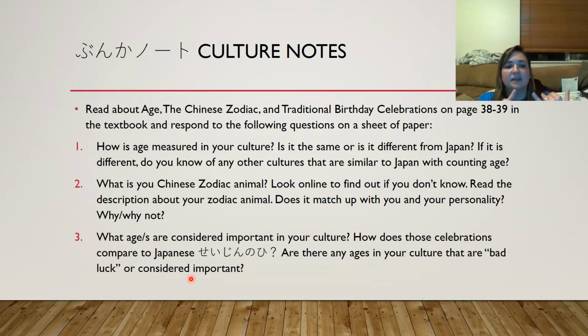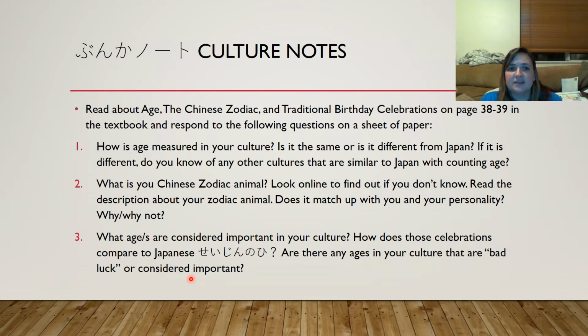So first, after reading about Japan, how is age measured in your culture? Whether you feel like you're American culture, or you have American culture but maybe another culture, maybe you're Hispanic, Filipino, Thai, Cambodian, wherever you come from. If you have another culture that impacts how your family interacts with each other, how do we measure age in your culture? Tell us about it. And what culture are you talking about? Is it the same or different from Japan?